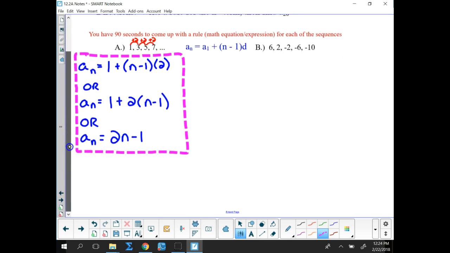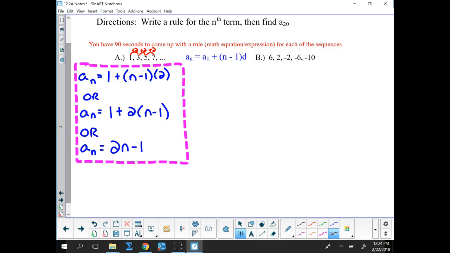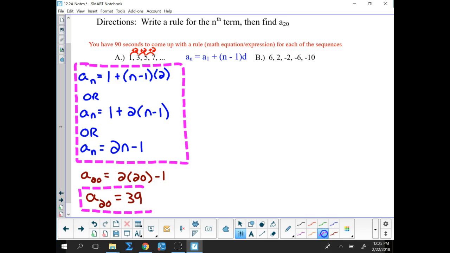Then it went on to say, let's find the 20th term. So we need to find a sub 20. Well, the easiest one to put it into is that last one. So that's going to be 2 times 20 minus 1. 2 times 20 is 40. 40 minus 1 is 39. So a sub 20 is 39. 100% on the first one?